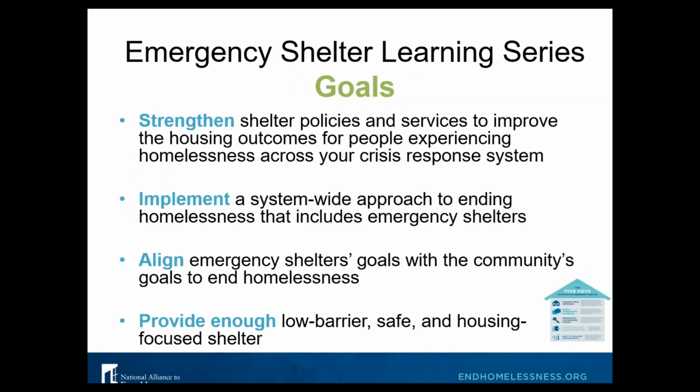The primary goals of the series are to help communities strengthen shelter policies and services, implement a system-wide approach to ending homelessness that includes emergency shelter services, align shelter goals with the community's overall goals to end homelessness. They should really be lined up. And processes of how to get into shelter and how coordinated entry is connected to shelter and housing, all of those things need to be thought of together and in a systemic way.